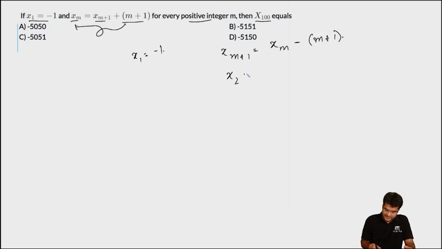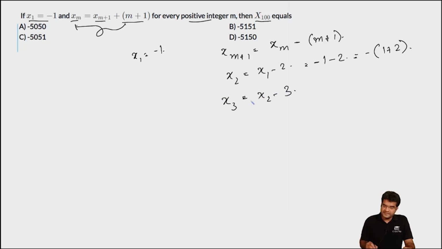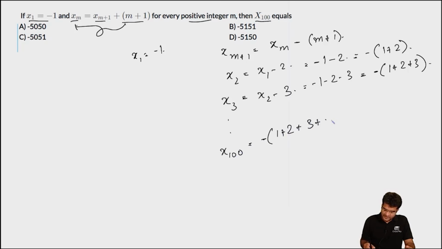So x of 2, for example, will be equal to x of 1 minus 2. As x of 1 is equal to minus 1, this will equal minus 1 minus 2, or this will equal minus of 1 plus 2. Similarly, the value of x of 3 will be equal to x of 2 minus 3, which is equal to minus 1 minus 2 minus 3, which is equal to minus of 1 plus 2 plus 3. You can find a pattern. Similarly, the value of x of 100 will be equal to minus of 1 plus 2 plus 3 plus dot dot dot till 100.